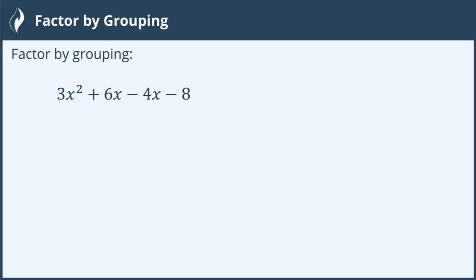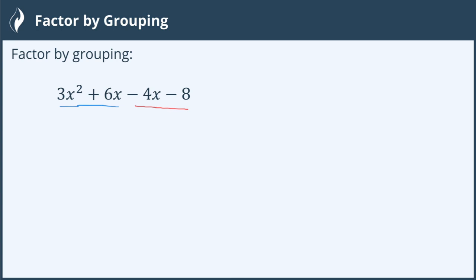When we use the factor by grouping strategy, we're going to look at two distinct different groups. In this case, we'll look at the first two terms of this polynomial, and then we'll look at the second two. It's our hope that when we factor each group individually, we're going to find a common factor.